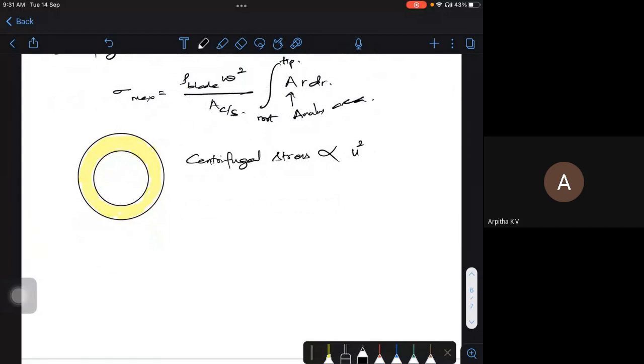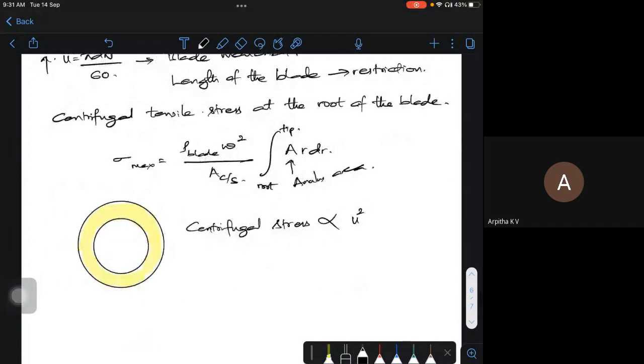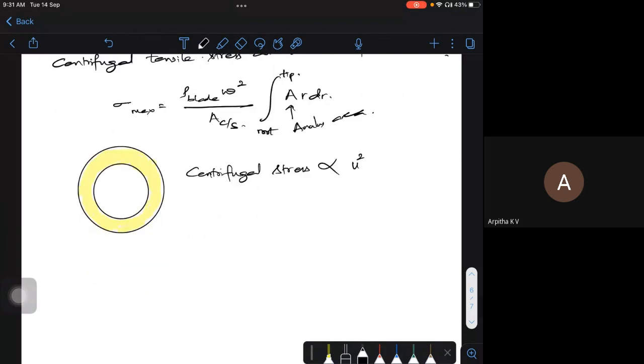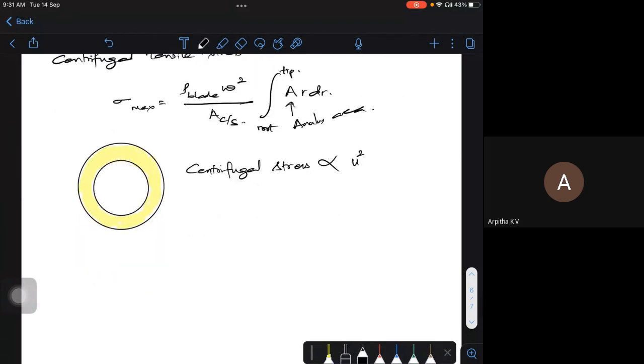If I try to reduce the hub to tip ratio, it will increase your blade speed, so look at it indirectly. You have to optimize that. If you don't optimize that value, and that ratio is reduced drastically, then automatically you can see that the blade stresses, your centrifugal stresses, will increase. They are inversely related to that.